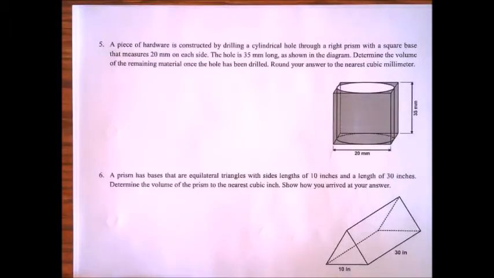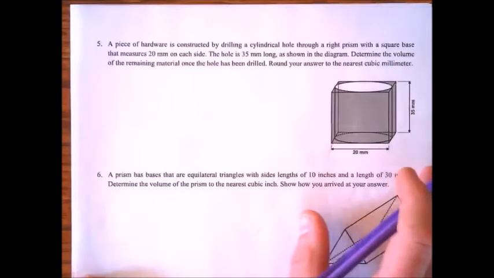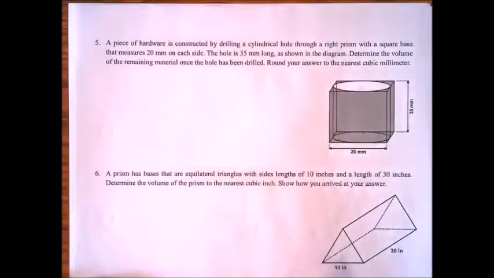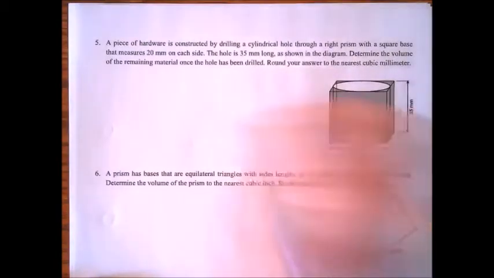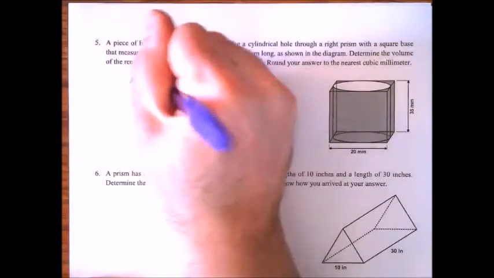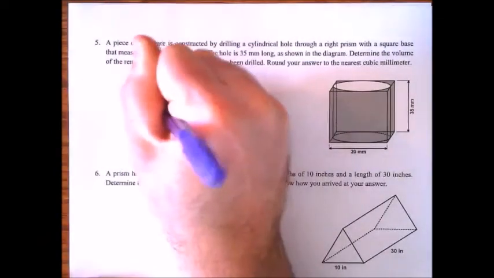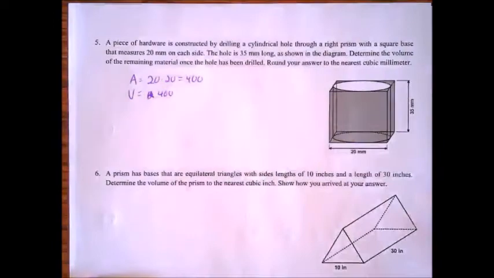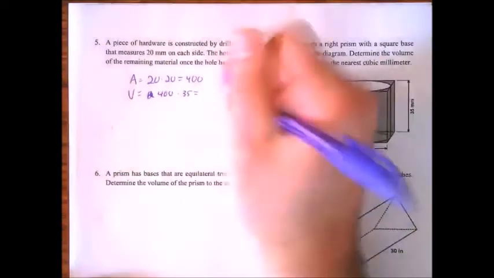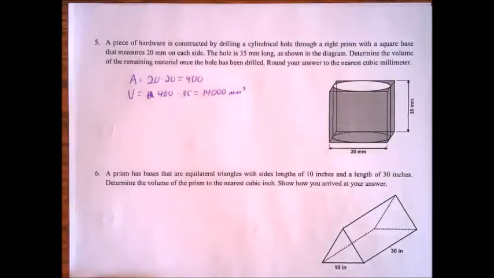So we've got two things. We've got a square prism and a cylinder that we're removing. So what I would do is, again, it's a square down here, so to find the area of the base, it's 20 times 20. So that's 400. The volume would be the area, which is 400, times the height of the prism. So 400 times 35 is 14,000 cubic millimeters.